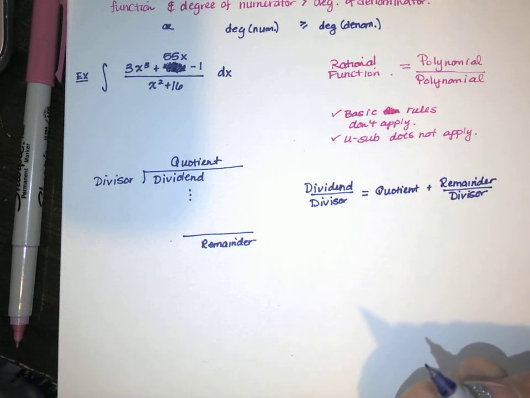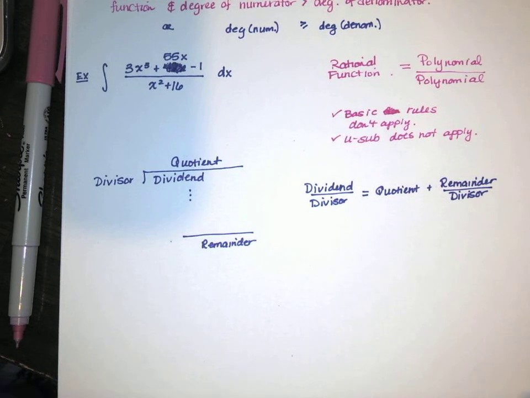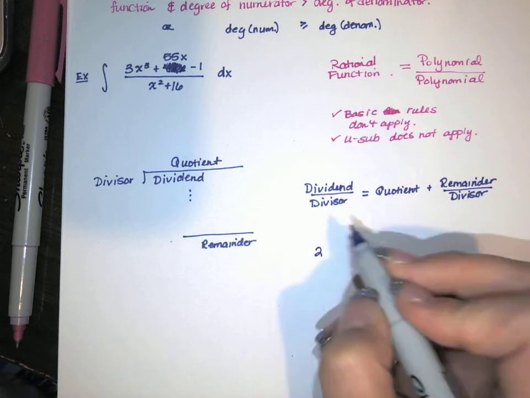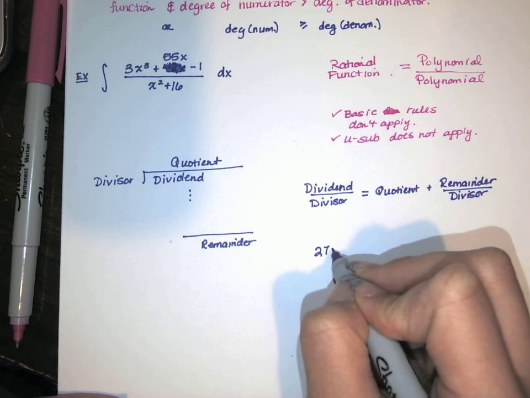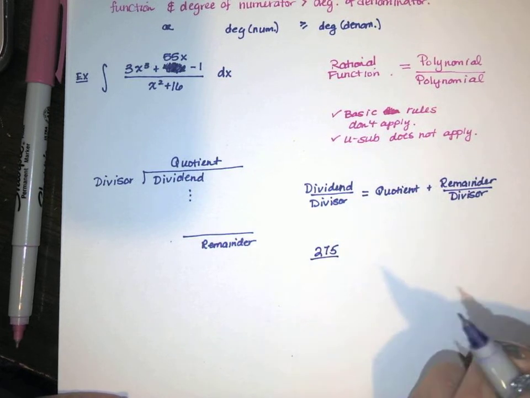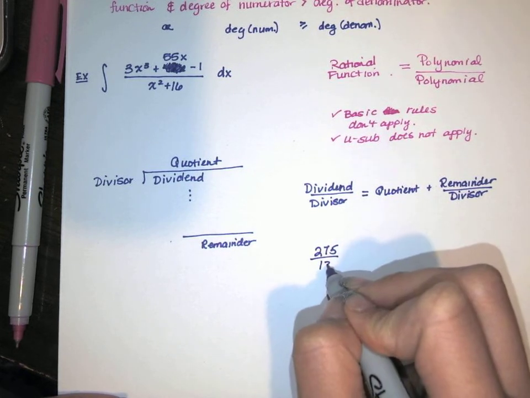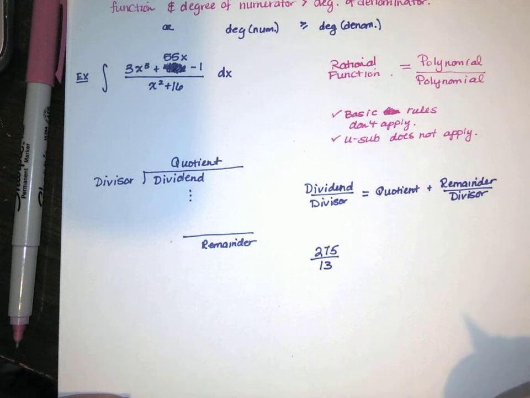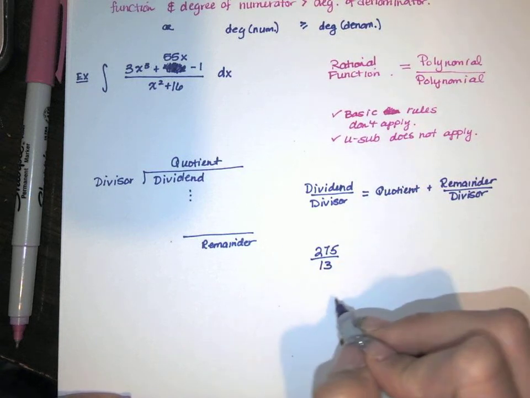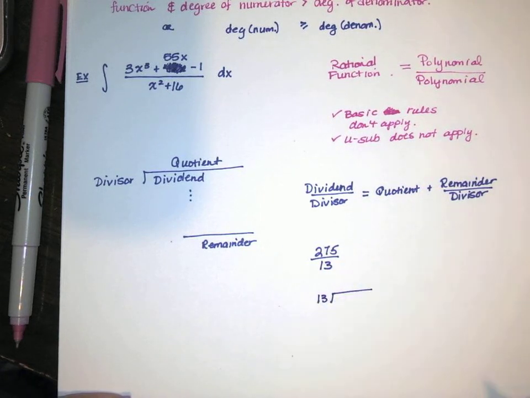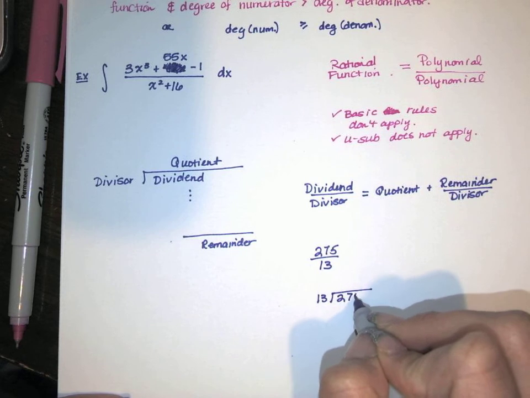Now we can elaborate on this just by talking about arithmetic. Let's say you've got 275 and you want to divide that by 13. Well, using the division algorithm, 13 goes outside, 275 goes inside, right?